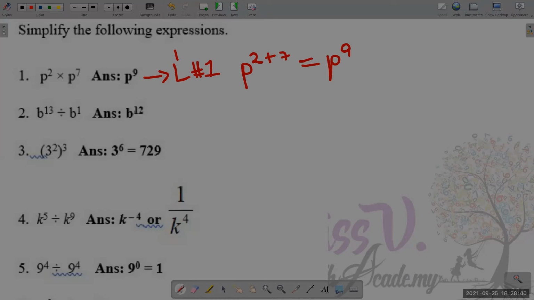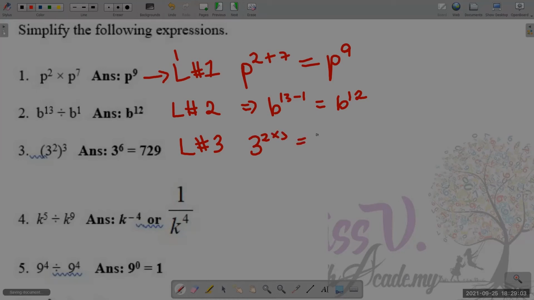Excellent. Law number 2. What law is that? Number 2. Very good. So what do we do with the powers? We subtract. So B to the 13 minus 1 is equal to B to the 12. What is number 3? Pretty simple. It's law number 3. So what do we do with the powers? 3 squared, all to the power of 3. We multiply. So that's how we end up with 3 to the 6th power.